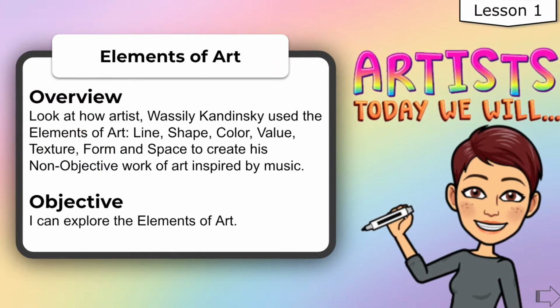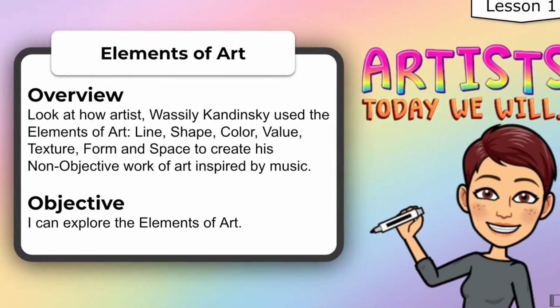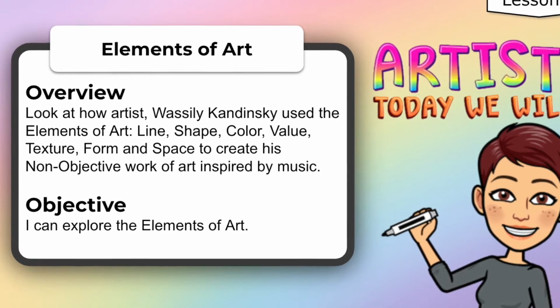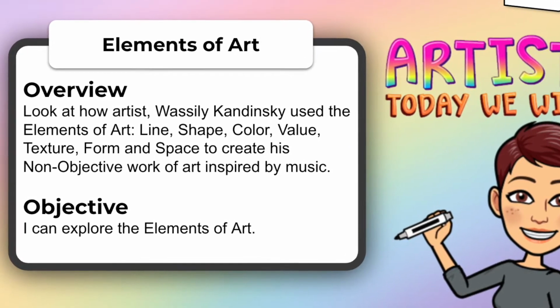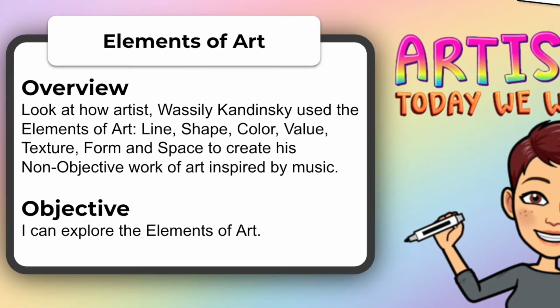We're going to be looking at how artist Vasily Kandinsky used the elements of art, line, shape, color, value, texture, form, and space to create his non-objective work of art and some of his abstract art inspired by music. Today you're going to explore the elements of art. Let's take a closer look at those.